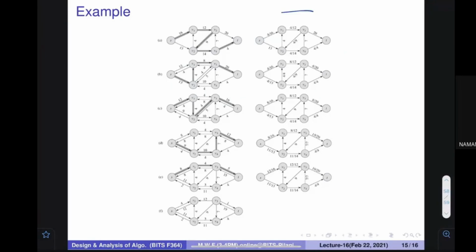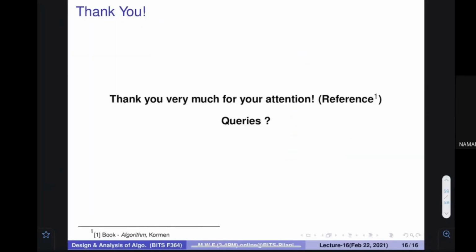This was the example that we have done earlier, so we need not go into this once again.